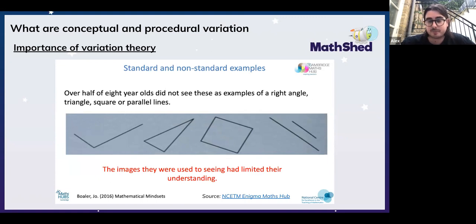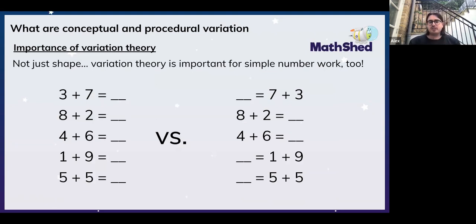Children should be able to go, right, well, that's not just a square and a triangle. You've asked me about right angles, and I know that there are right angles in those shapes as well. So it's all about that variation that you build in to allow children to identify key concepts and features of mathematics in multiple settings and scenarios, even those that are less familiar to them. So it's not just in shape that this is important.